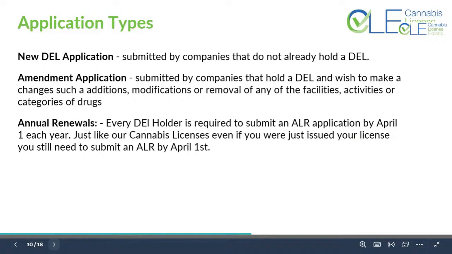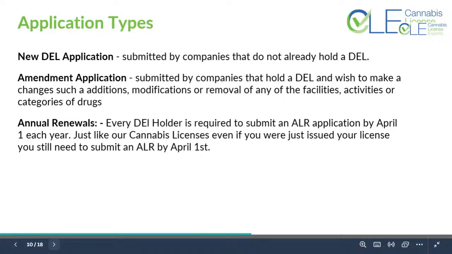So what are the 3 types of applications that you may be looking at? So large one, your new Dell application. If you do not already hold a Dell, you're going to have to apply for one. Your next would be to amend the application. So if you wish to add activities, make additions or modifications, removal of any part or addition of any part of a facility, or any categories of drugs. So it will be very specific to what you are applying for.